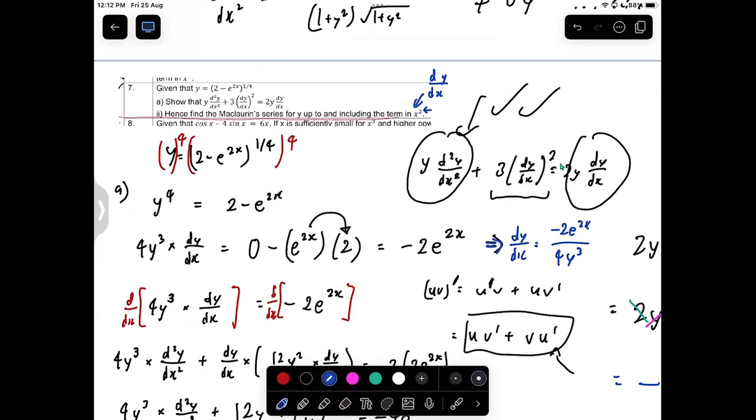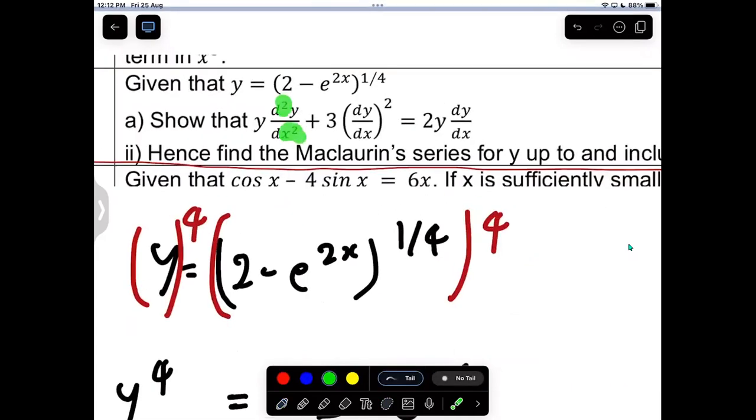Up to which one? Power? X squared. Up to x squared, so you only need until which derivative? Do you need a third derivative? No, only up to 2. Just follow the highest power. Okay, so we already have d2y dx squared. So do we need to differentiate another round to get the d3y? No. Don't need. Okay, good.